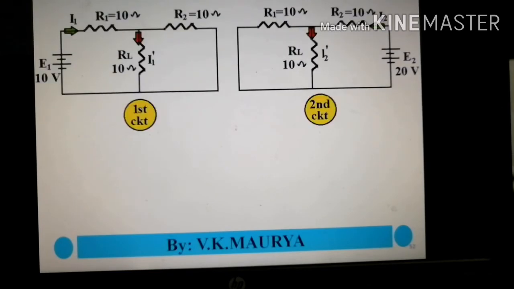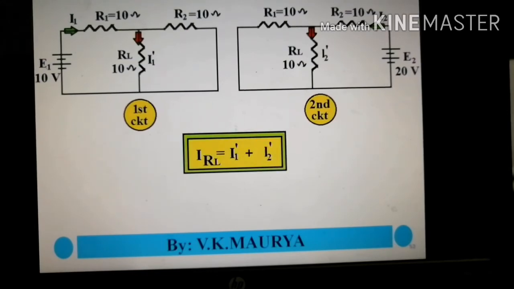Now see both sub-circuits at the same time. I1 dash is in downward direction and I2 dash is also in downward direction. So current through the load resistor is nothing but I1 dash plus I2 dash. That is 1/3 plus 2/3. It is 3/3. Finally, it is 1 ampere.